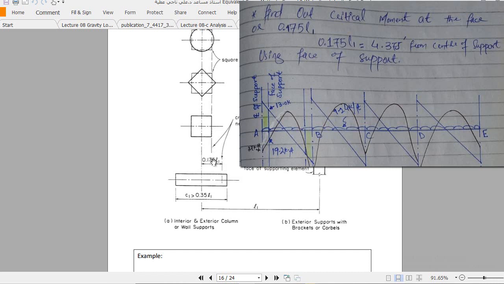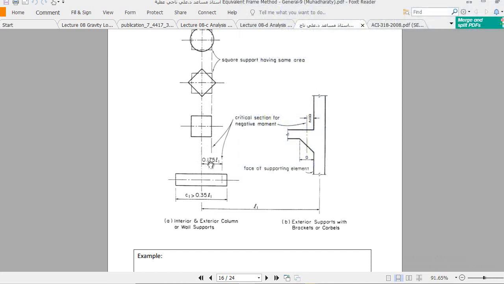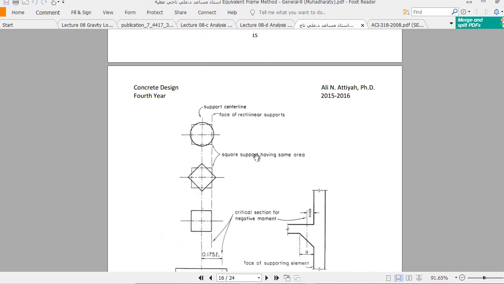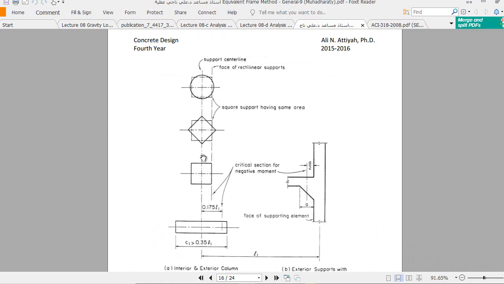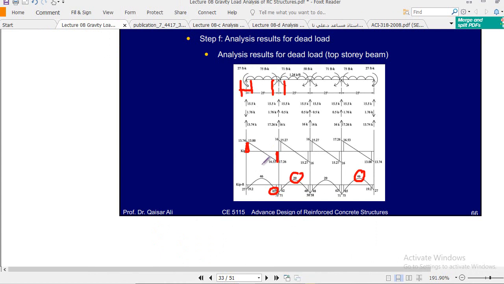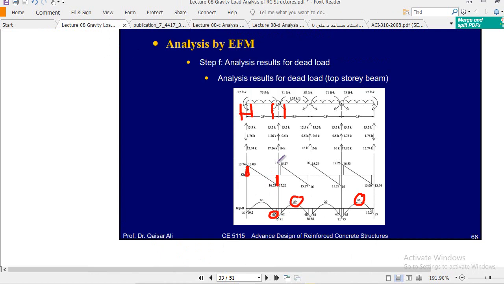Okay, this is very important. So you have to find out 0.175 L1 and then your distance, that is 7 inch. If 7 inches is less than this one, okay, you will use 7 inch, but if 7 inch is greater than this value, then you have to use this one. Clear? This is very important and many students get confused at this point. Clear? So it basically makes your design economical, because the center line moments are greater moments. Clear? So this is only for top story.